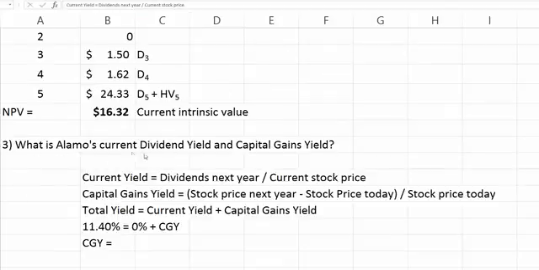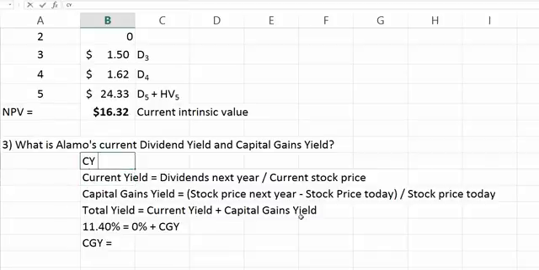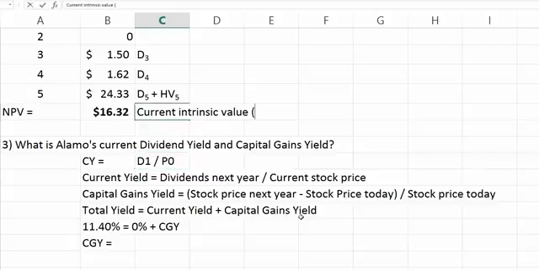The last question is, what is the company's current dividend yield and capital gains yield? So we know that the sum of the dividend yield plus the capital gains yield will give us the total yield of the company. So I have it here in this formula. We also know that the current yield is just dividends next year over the current stock price. In our case, the current yield, or CY, what was dividends next year? It would be D1 divided by the intrinsic value, or the stock price, or the price today. This is also another name for the price at time zero.